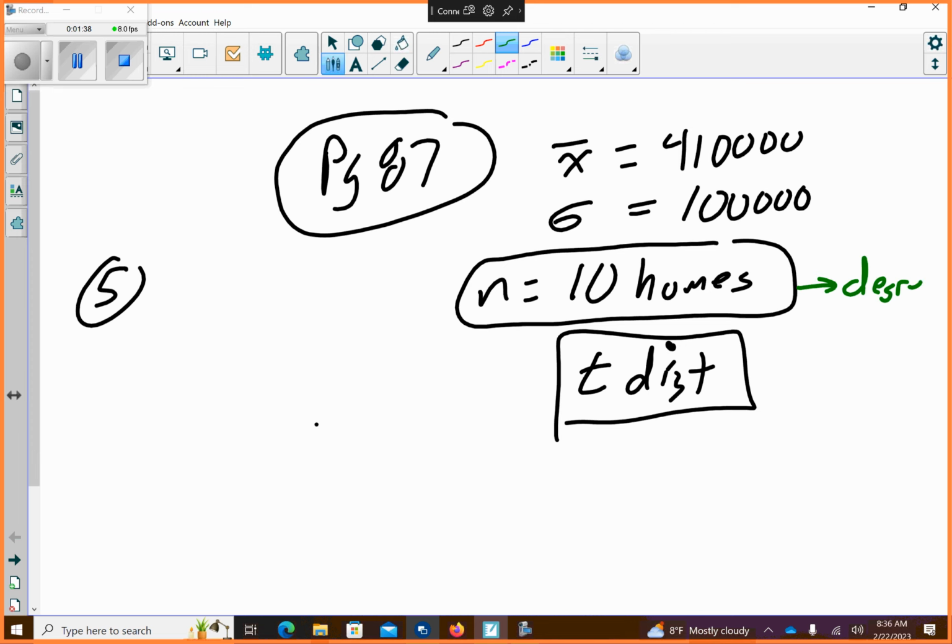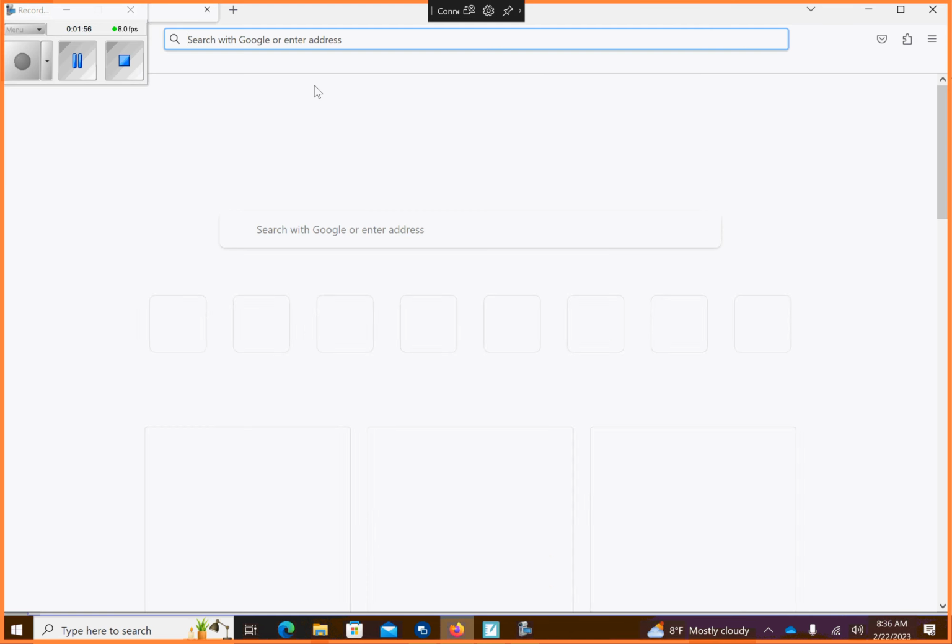All right, so some things that we have to remember. Because we have 10 homes, degrees of freedom would be what? 9. It's always one less than N. So our degrees of freedom are going to be 9. So we can jump into our friends, the Desmos folks.